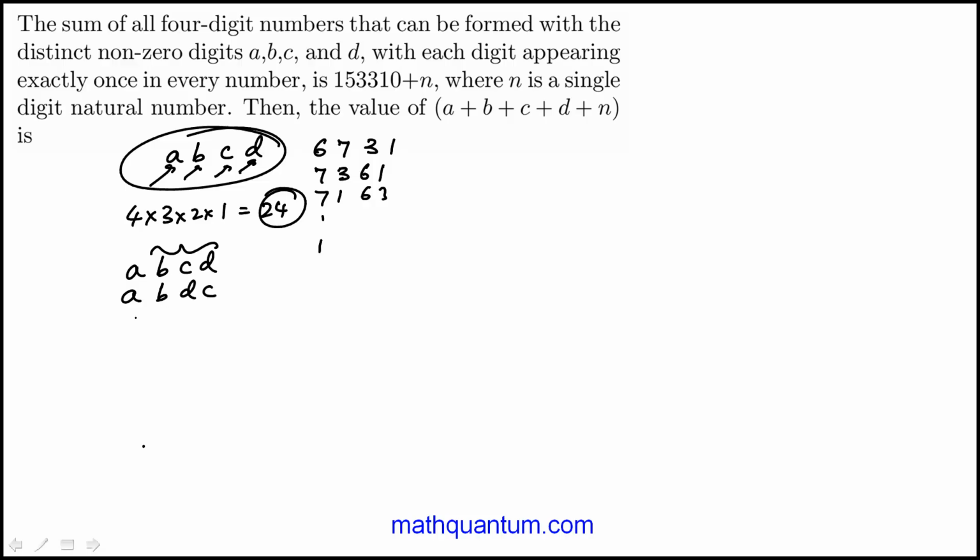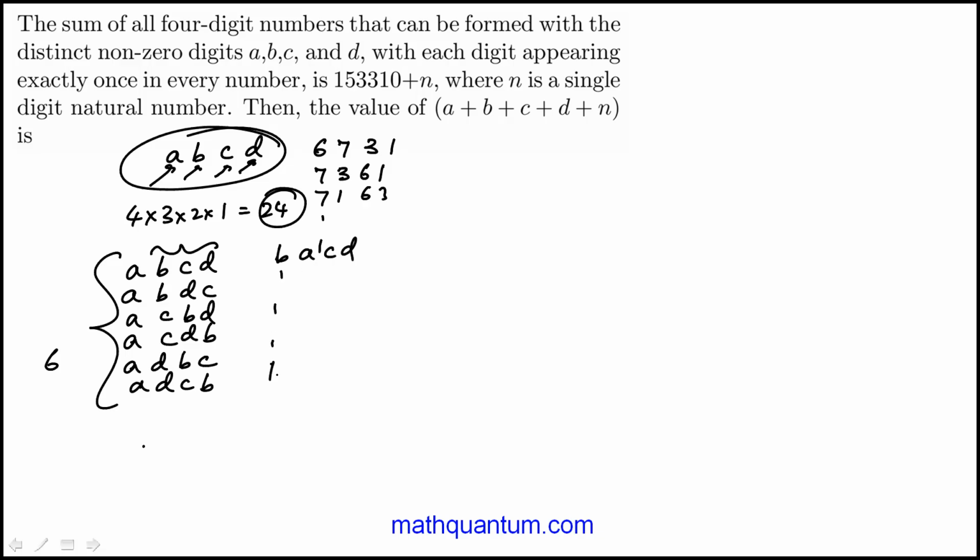So B, D, C. I'm just going to write all of them so you can see the pattern. C, B, D, A, C, D, B, A, D, B, C, A, D, C, B. So these are the 6 of them. And then same thing will happen with B, will be B, A, C, D, so on and so forth, and same thing with C's and then D's. And the key thing you'll note is that there will be 6 A's in the thousands digit.